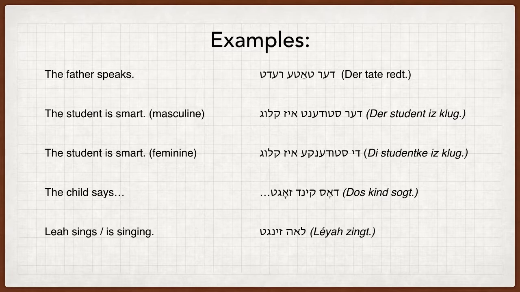Die Studentke ist klug. Now this is a female student and she is performing the action of being. The next one is the child says something, we don't know yet what. Das Kind sagt. The child is performing the action of saying something. And the last one is Leah singt. Leah sings or is singing. And that was it. It's quite easy, isn't it?